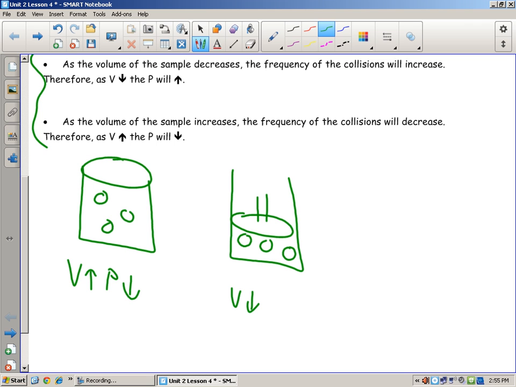Okay, now what is that exactly? I don't know. How low? I don't know. It depends on how many gas molecules there are, the size of the container, etc., etc.